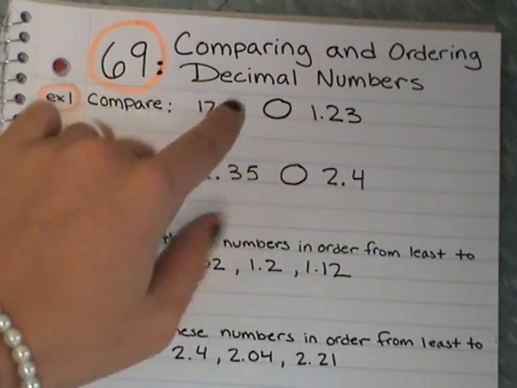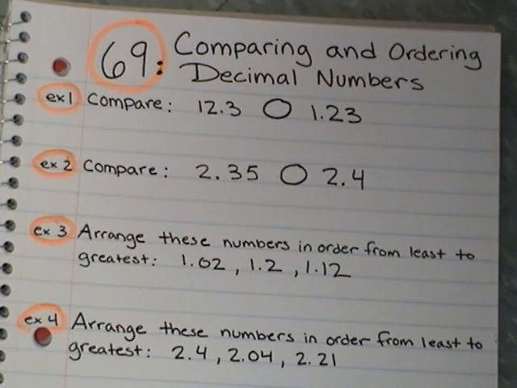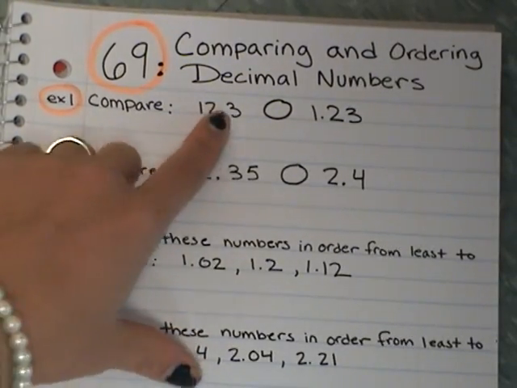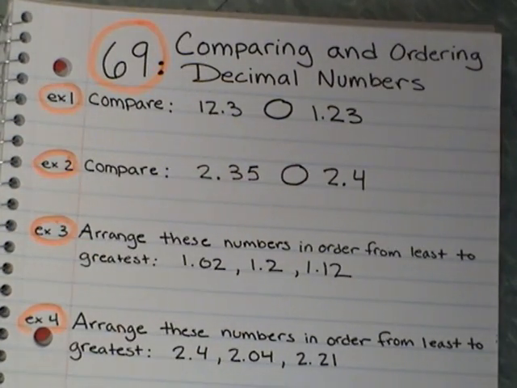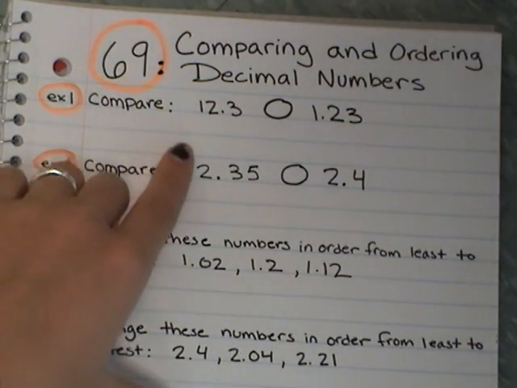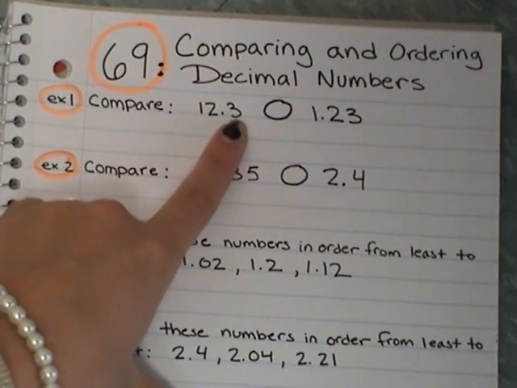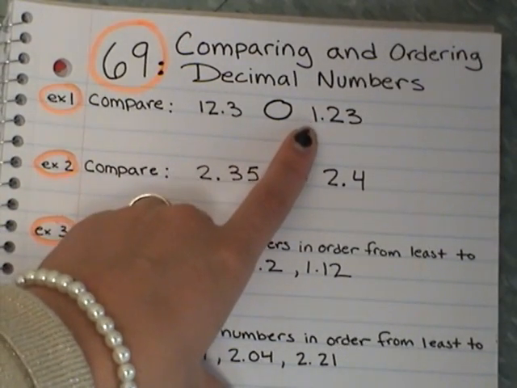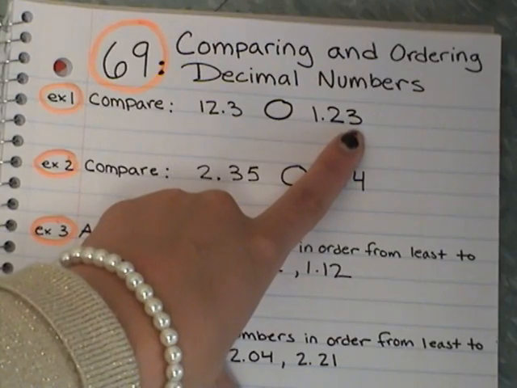12.3 and 1.23. When we compare these numbers, we have to look at both the whole number and then the fraction. So even though these numbers, if I were to read them without the decimal point, would be 123 and 123, I need to pay attention to where my decimal point is because that's going to change the whole number. So here, if I were to read this 12 and 3/10, this number is read 1 and 23 hundredths.